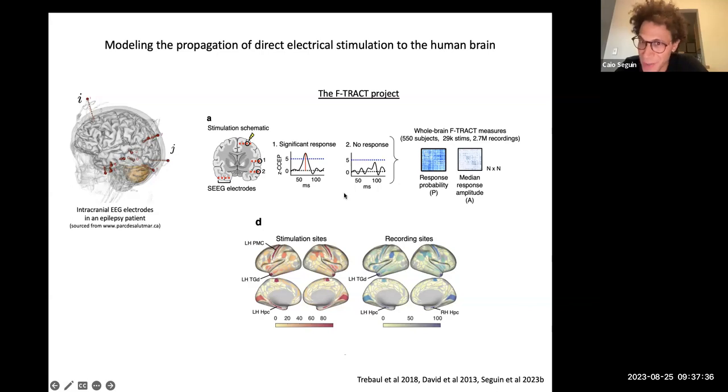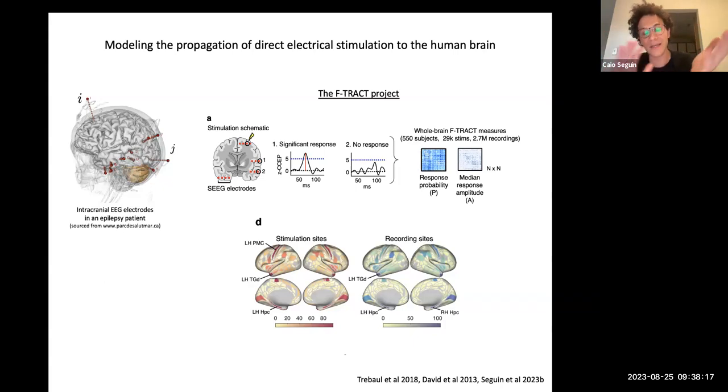And the beauty of the FTRACT project is that they collated all of this information across, in the data that I use, 550 subjects, 29,000 individual stimulations, and more than 2 million intracranial recordings into these matrices that, for me, as a person interested in networks and not really very EEG savvy, was quite nice. So it's an N by N response probability matrix that tells you, across all of these subjects, if you stimulate region I, what is the probability that you will have a significant response in region J? And they also have the median response amplitude.